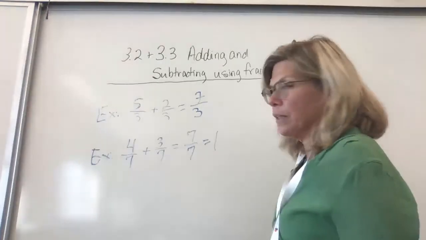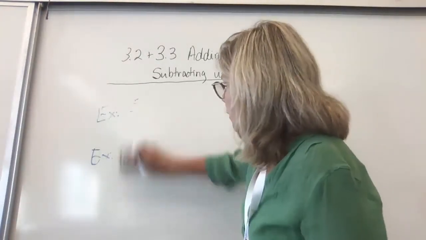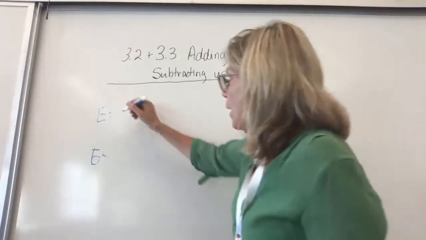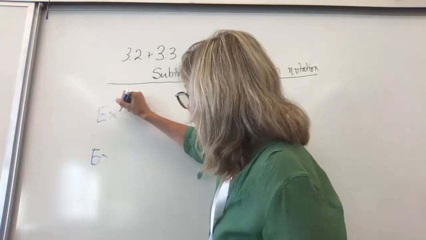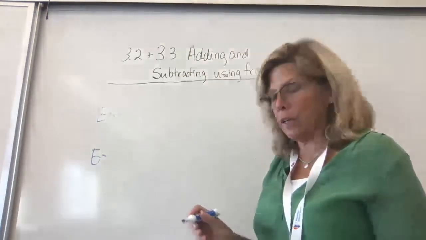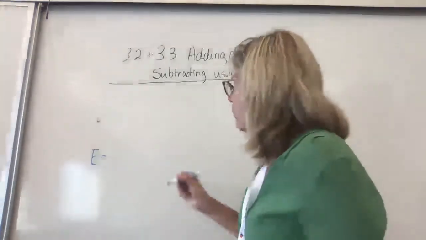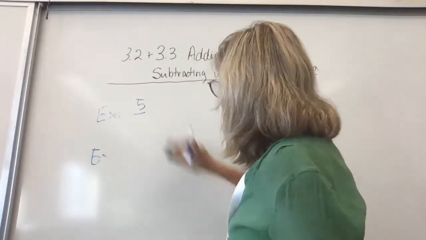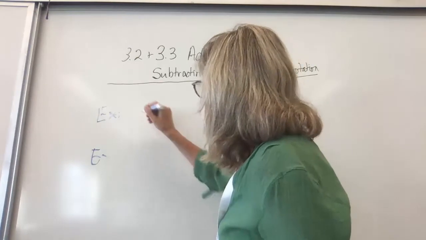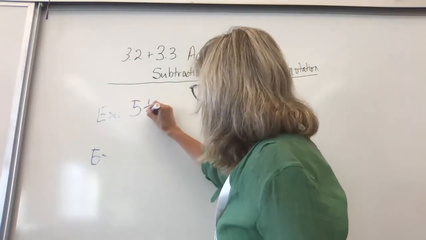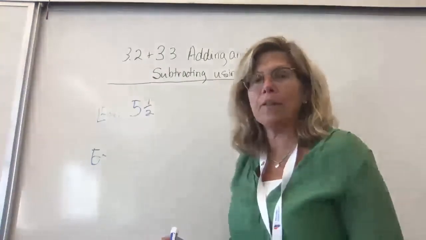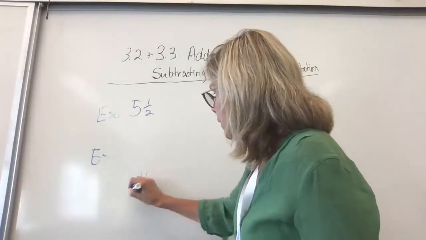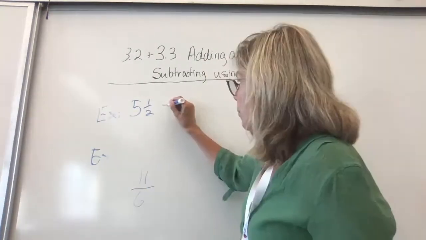Okay, another concept in this chapter is the concept of converting mixed fractions to improper fractions. So what is a mixed fraction? Example. So a mixed fraction is, say, 5 1/2. That's a mixed fraction. And an improper fraction is a fraction where the numerator is bigger than the denominator. Say 11 over 6. Improper fraction.